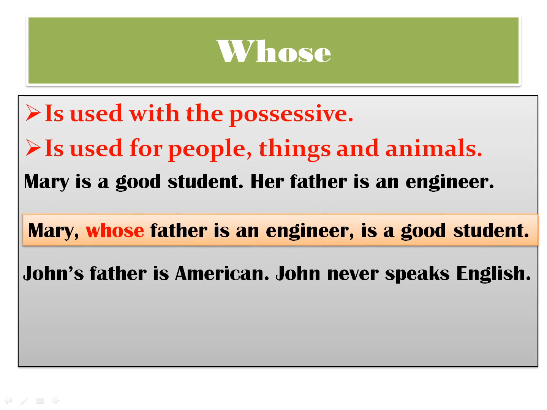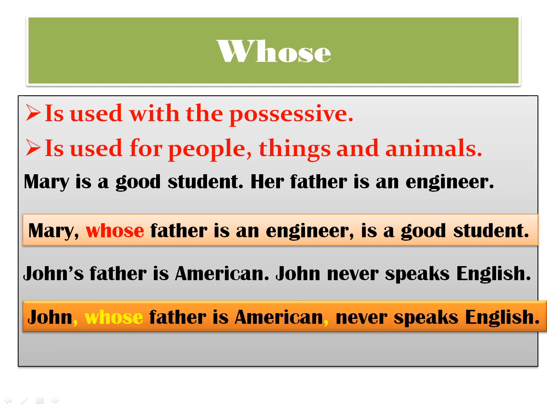And here we are going to use whose. Let's look at the sentence. It's going to be: Mary, whose father is an engineer, is a good student. Pay attention, whose comes immediately after the noun which is repeated. Second sentence, again, look at John's father, and here again a repetition of John, so we are going to use whose here, and the sentence is going to be: John, whose father is American, never speaks English. Great, let's move on.